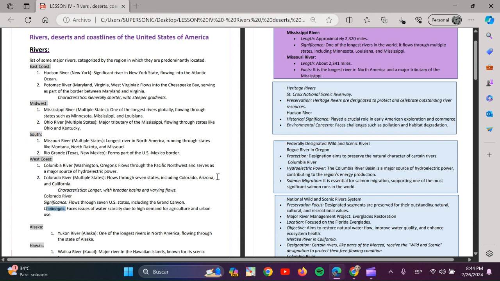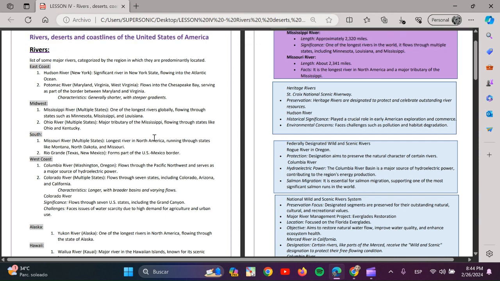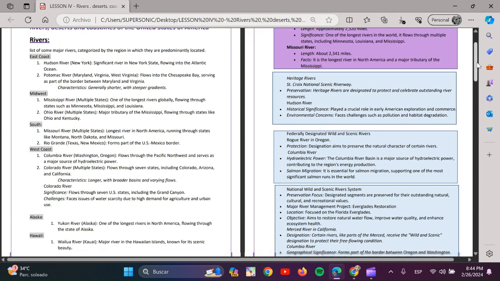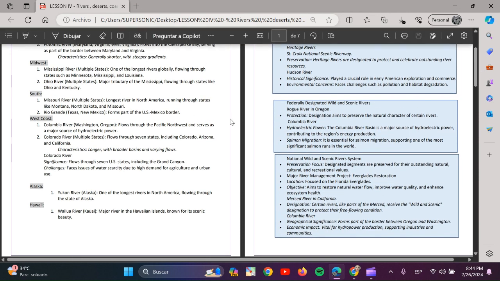Of course, I'm just naming some important ones. We all know there are a lot of rivers. So we will talk about the main important. In Alaska, we have the Yukon River, one of the longest rivers in North America. Hawaii, Wailua River on Kauai.